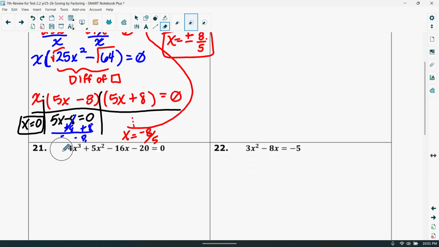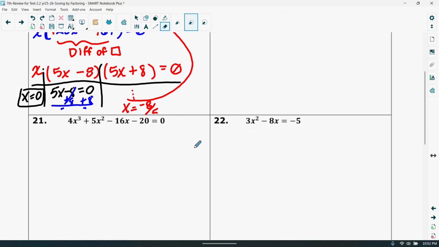Now on 21 here, I'm just going to erase this so I can have some room. It's already equal to 0, but we have 4 terms here. So hopefully you recognize you have to factor by grouping. Okay. So our GCF of our first term here is the x squared. And our GCF of the next grouping is 4.